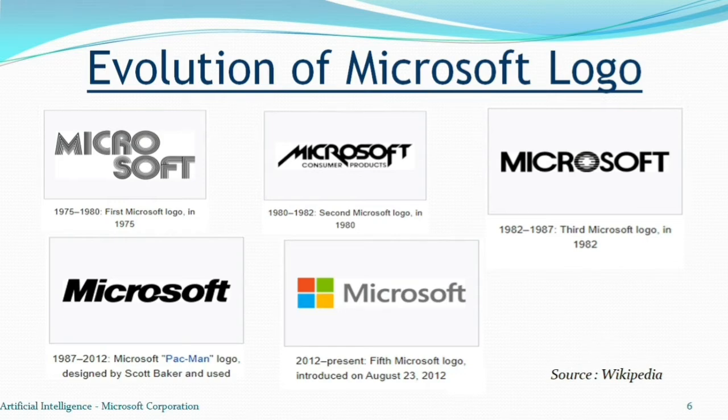This is the evolution of the Microsoft logo from its inception in 1975 till 2021. The first iteration of the Microsoft logo was in 1975, where the latest version of the Microsoft logo was produced on August 23 of 2012.